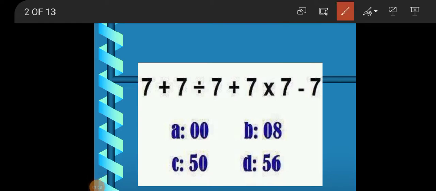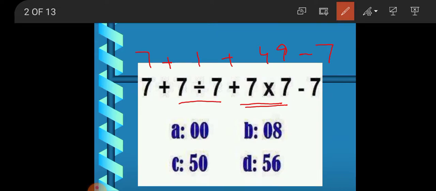So you solve this part first, and 7 divided by 7 gives you 1. In the next step, you go for multiplication according to the rule of DMAS, and this gives you 49. In the next step you get 7 plus 1 plus 49 minus 7. Now to simplify, you can add 7 plus 1 plus 49 and then subtract 7 from the sum.